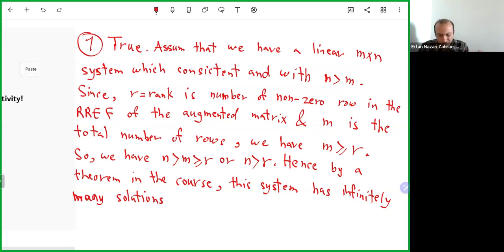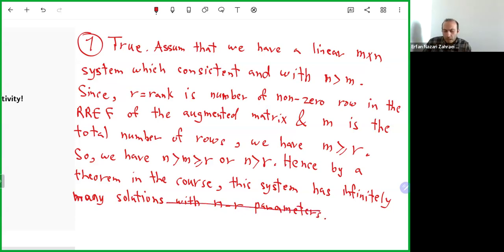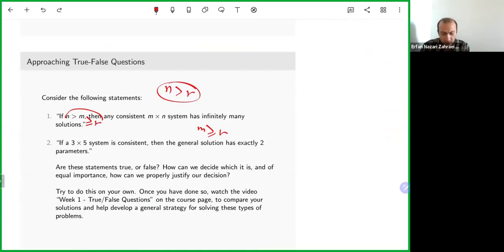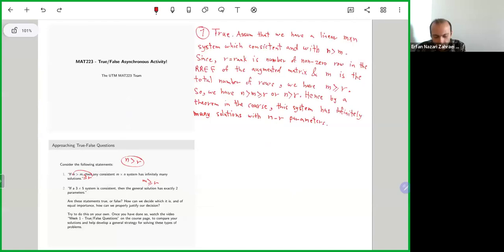But in that theorem, we had an extra piece of information. Let me write it, while I don't need it here. With how many parameters? With n minus r parameters. Again, this part can be completely deleted. I don't need that to prove this statement. This statement is only about having infinitely many solutions. So I'm good. That's the solution for the first one.